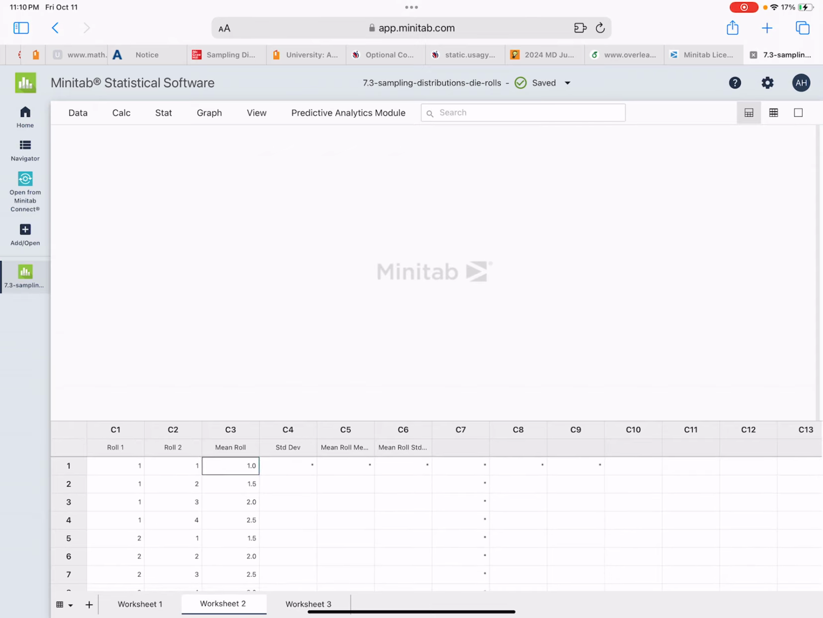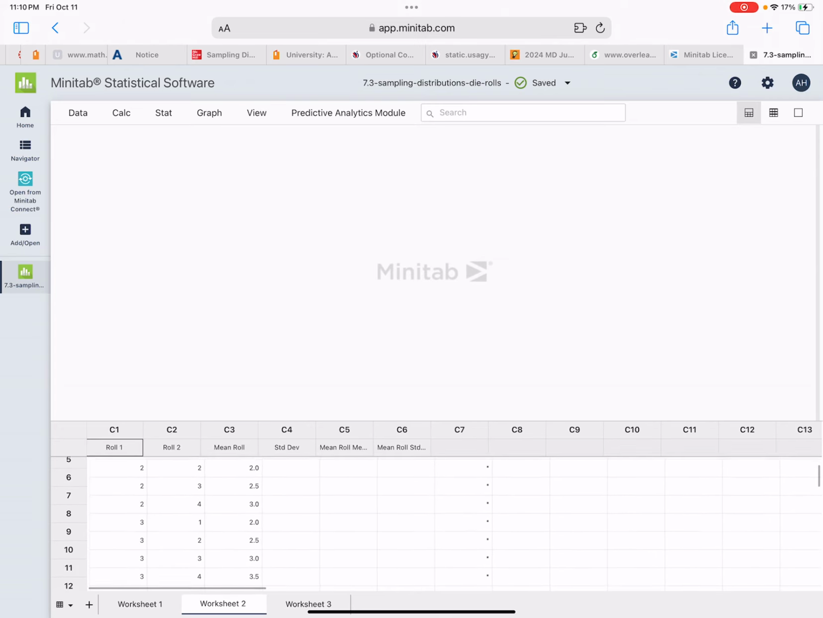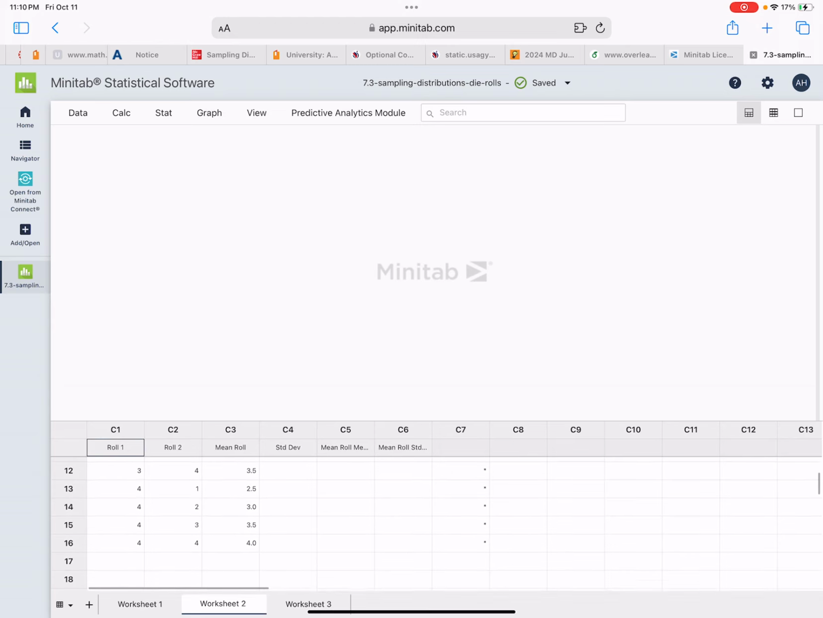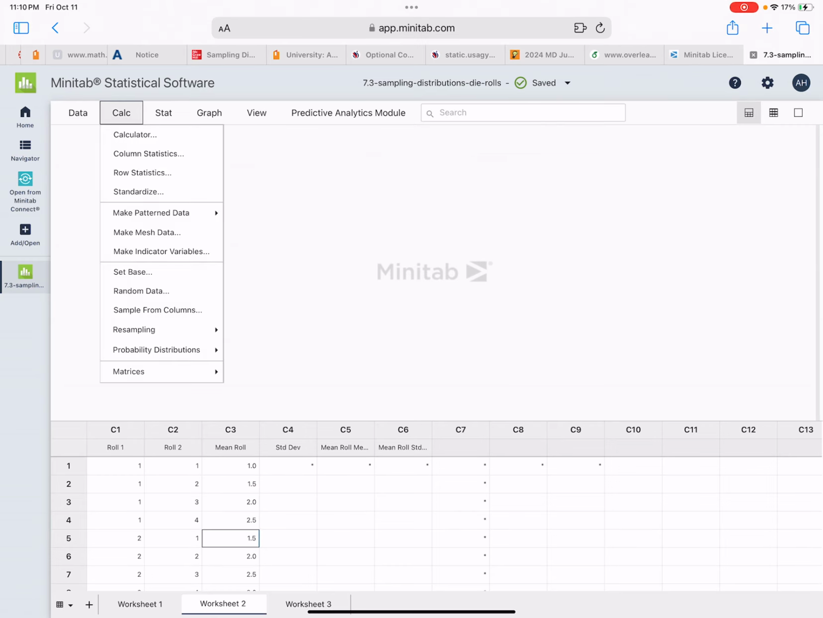Note that it's pretty unlikely to get a mean of 1. Just 1 out of 16. It's also pretty unlikely to get a mean of 4. Again, 1 out of 16. A little less likely than before. But anyway, what's the mean of all of these mean rolls?